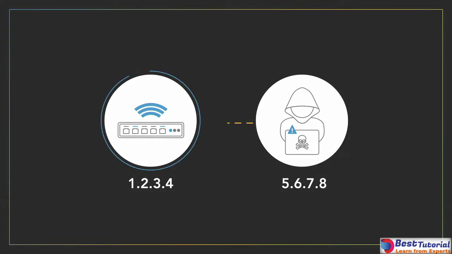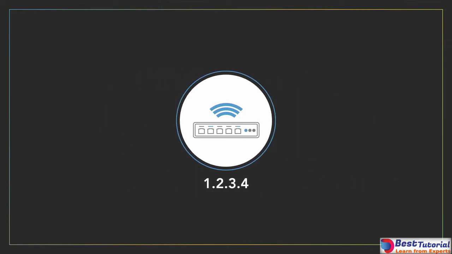Now, if some random person on the internet, such as 5.6.7.8, wants to reach one of your private devices, it's going to try to open a connection with 1.2.3.4, which is your WAN interface, and then your router will drop the traffic because it doesn't know which computer on your private network it needs to route this traffic to, because no private device first talked to 5.6.7.8.